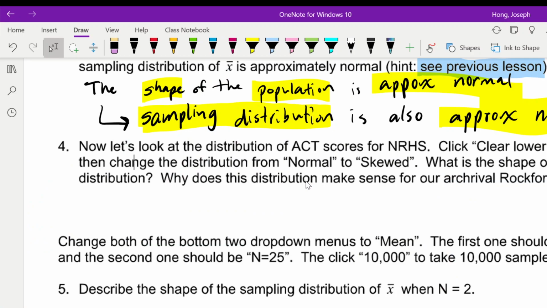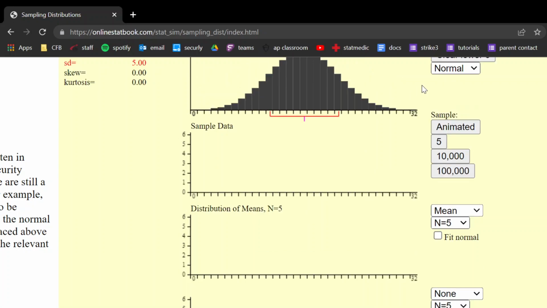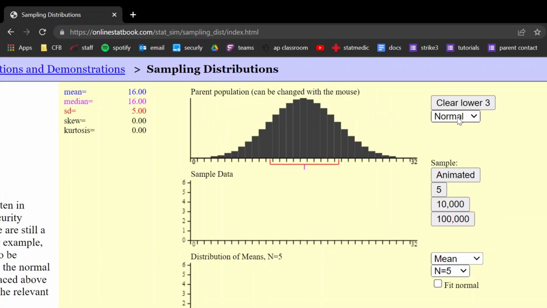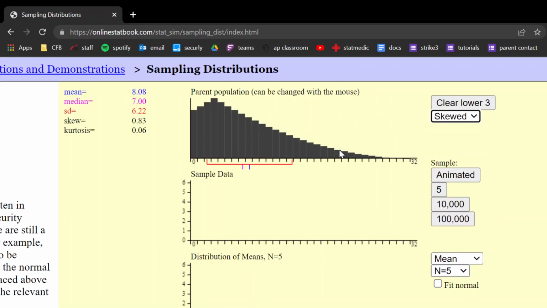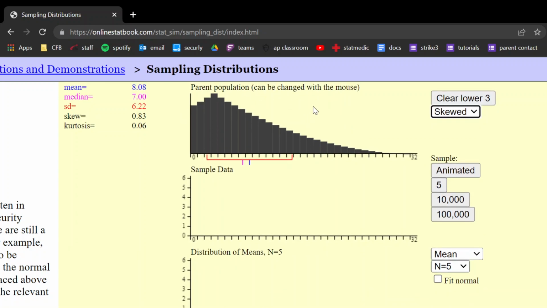And then change the distribution from normal to skewed. So I'm going to do that right here. Normal is going to be skewed. And you see how my population here is now skewed right. So what is the shape of the distribution for the population? Why does this distribution make sense for our arch rival Rockford?